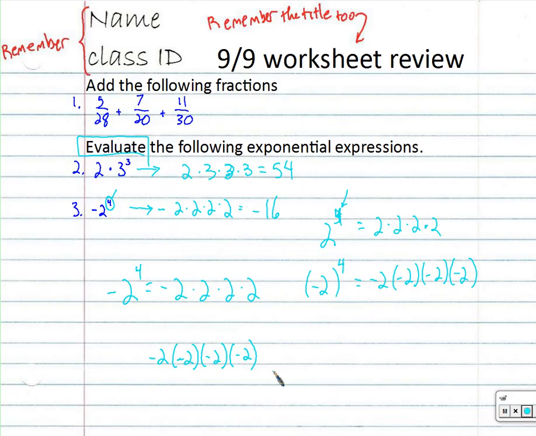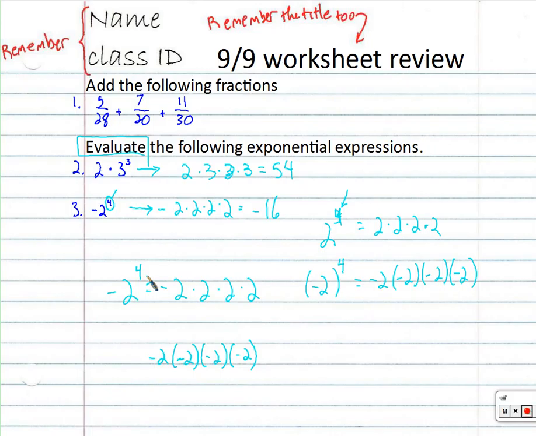No. True? There's no parentheses, right? Four. What does this 4 up here mean? That's what it's called. What does it mean that if I put a little 4 up there, I want you to do what? Multiply. 4 times. Something 4 times. Yeah. Multiply 4 times. Okay.